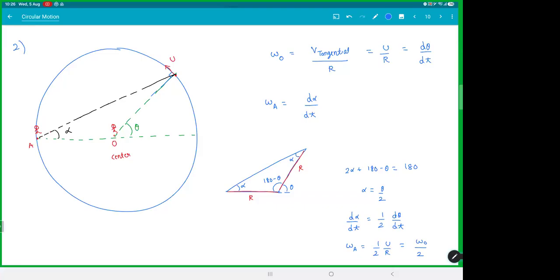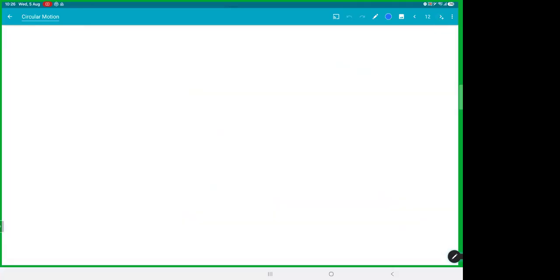Let's see one last one. We have a rod here. This is hinged here. So this rod is fixed on the left side. It cannot move.